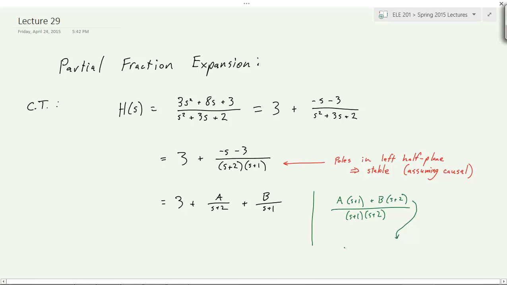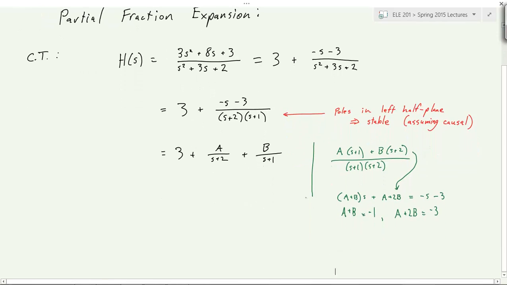So we multiply it out, we would get (A plus B) times s plus (A plus 2B) equals negative s minus 3. And we would lump like terms. We'd say the s terms have to be equal, and the other terms have to be equal. So this would be A plus B equals negative 1, and A plus 2B equals negative 3. So I just want to show you that it is possible to just use elementary algebra and figure out these constants.